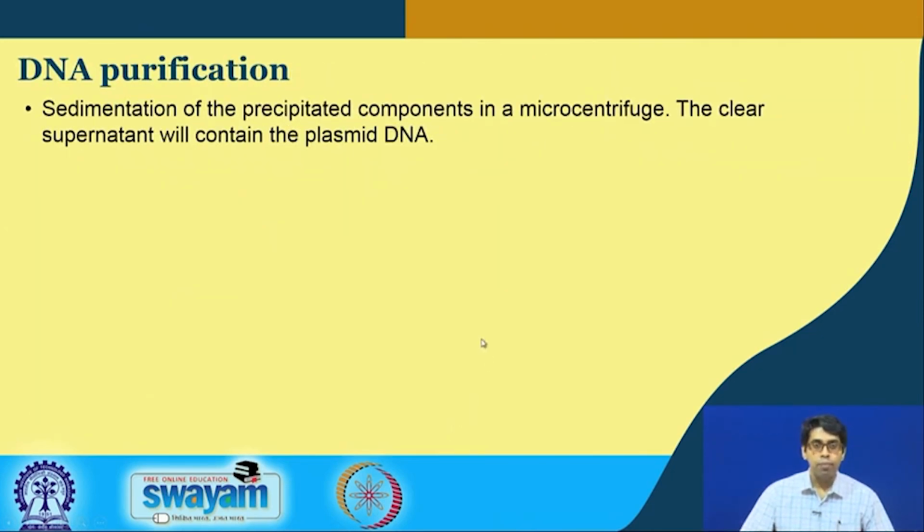So, at this step what we get is insoluble protein, insoluble SDS, insoluble genomic DNA and soluble plasmid DNA. Then again the microcentrifuge is put in a centrifuge and we spin it at a very high speed for a long time. We typically spin it for almost 10 minutes, so that all these insoluble components are precipitated out and the soluble plasmid DNA remains in the solution. So, the solution becomes clear, and in this clear supernatant we have the plasmid DNA, so that we can easily pipette it out from the top.